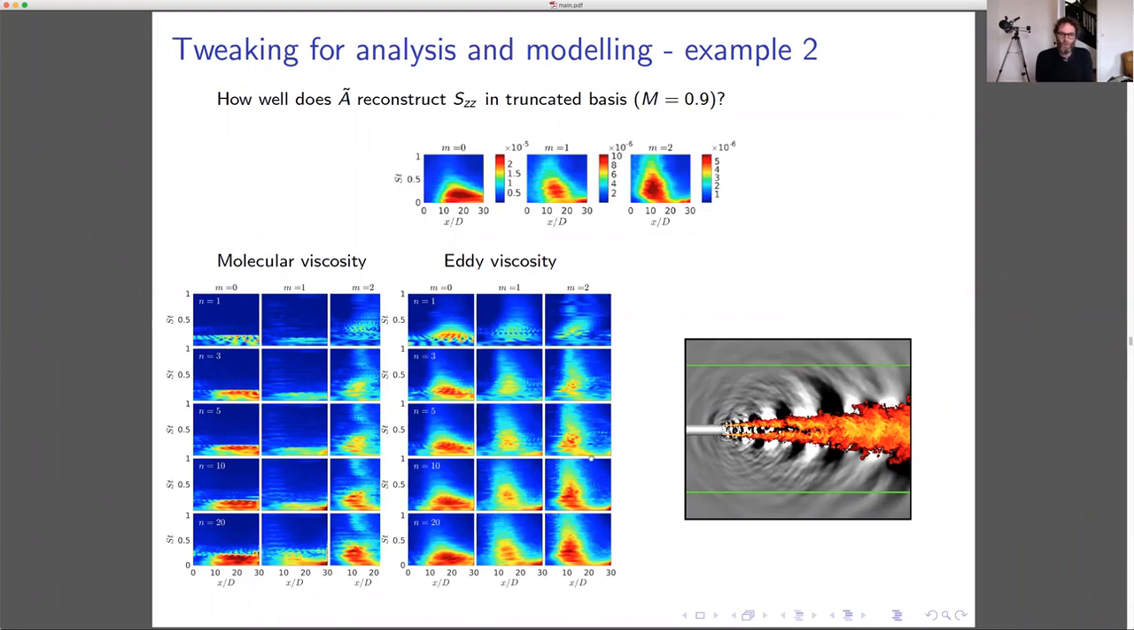And so what we're doing here is we're trying to reconstruct this information using this A tilde that we've identified. And down here, we're looking at models, one in which we use the molecular viscosity. This is for a subsonic jet. The other where we're using eddy viscosity. As you go down along these plots, you're changing the rank of A tilde from 1 to 20. Basically, this shows that with n equal to 3, we're within a couple of dB of this. It's a little bit noisy, but we've got the main features.